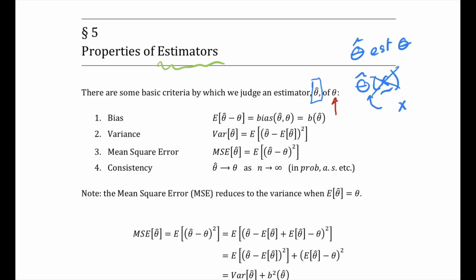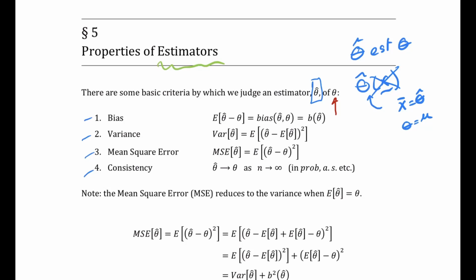For example, X bar is a theta hat. In that case, theta might be mu, for example, right? The expected value of X bar. So the things that we pay attention to are bias, variance, mean square error, and consistency. These are the major criteria by which we judge an estimator. And so let's talk about each.